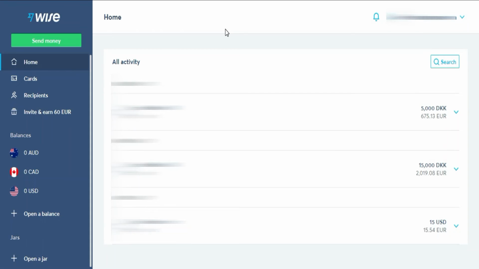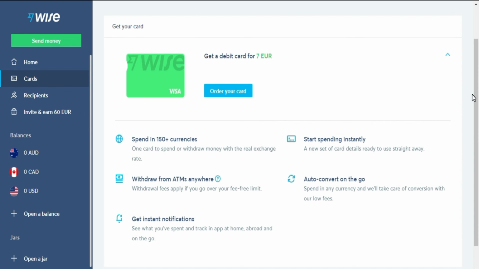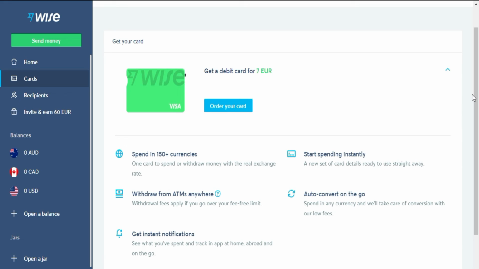Before we finish, Wise has other very useful features, which, if you send money in another currency on a regular basis, can be very useful. The first one is the International Debit Card for only $7, which you can receive at home. The best thing about this card is that you save money on the fees charged on a regular card if you pay in another currency, and you can save a lot of money on it.